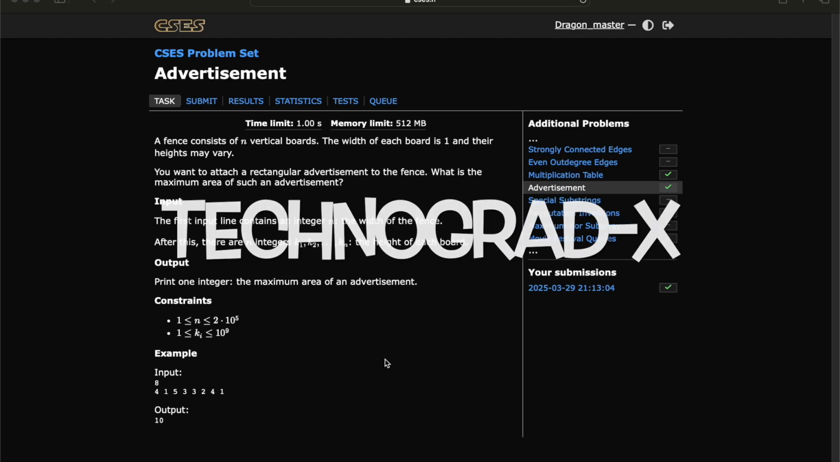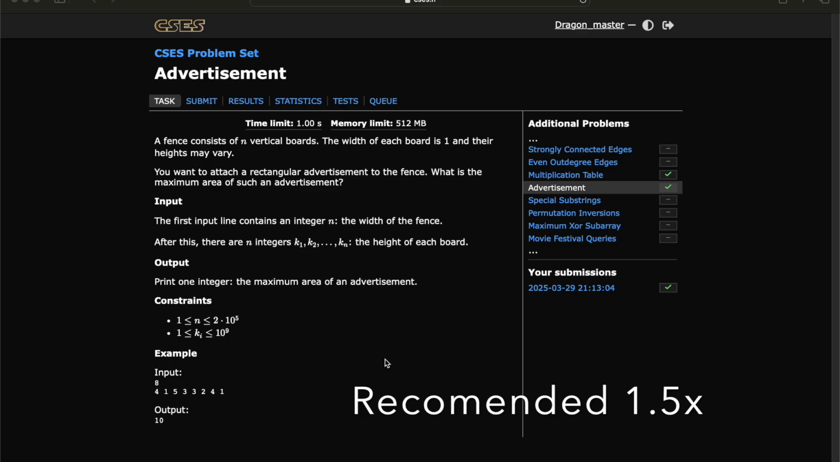Today we are going to discuss another problem from the CSES problem set, and that is Advertisement. So now let's go ahead and see what this problem is talking about and how we are going to solve this problem optimally. So let's read the problem statement.